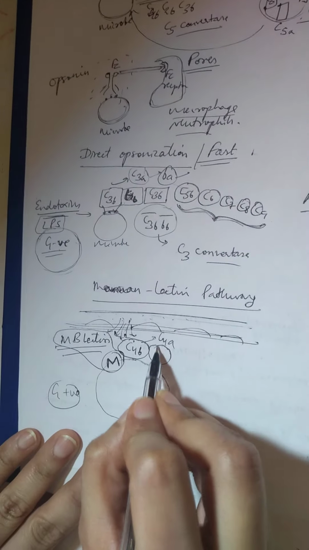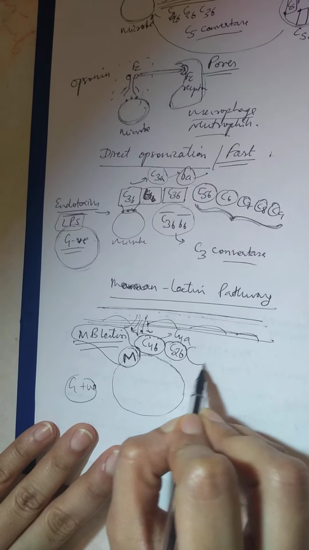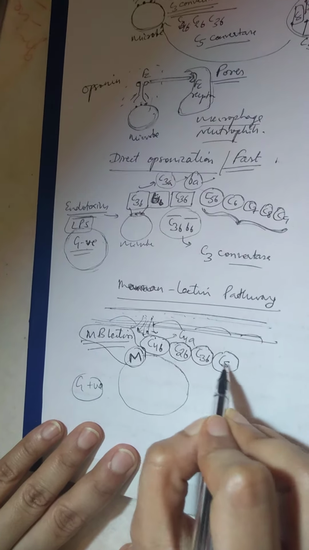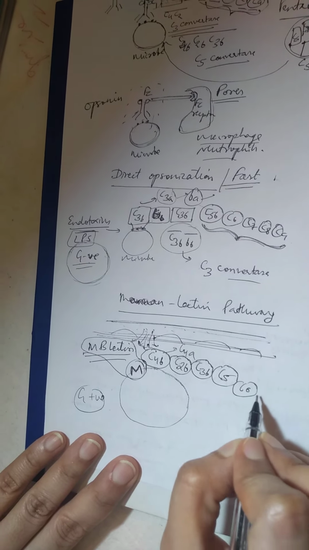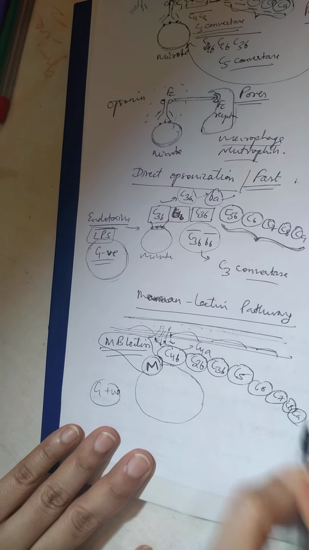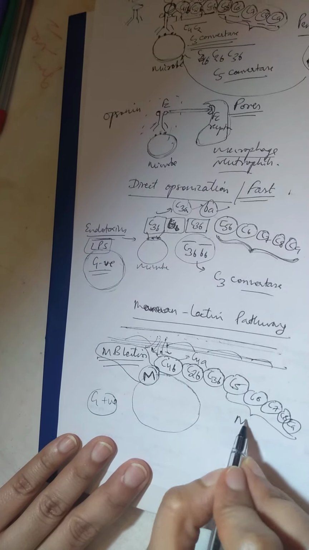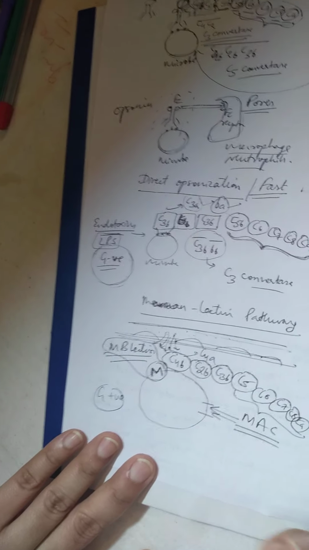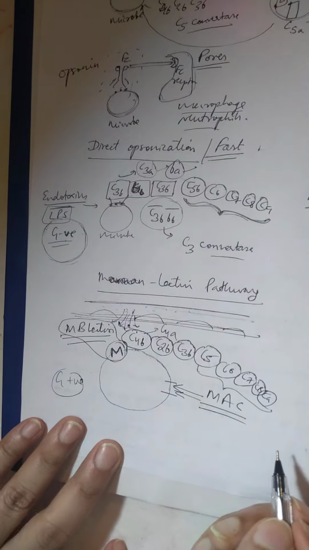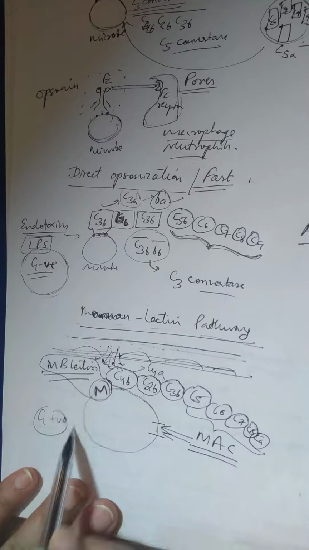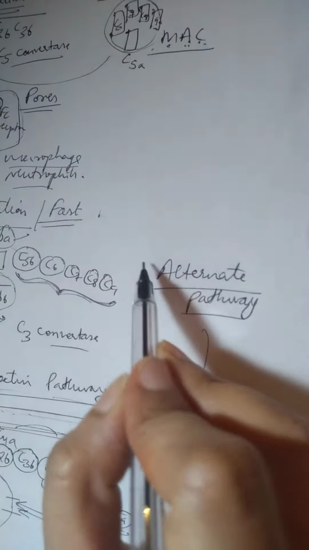That means C2b, then this will activate the C3 complement protein. This will activate the C5 complement protein, then C6, C7, 8 and 9, and this will act as a membrane attack complex, attacking the membrane of the microbe. Okay, so this is known as the mannan-lectin pathway because in this case it involves no antibodies. That's why this is again a type of alternate pathway.